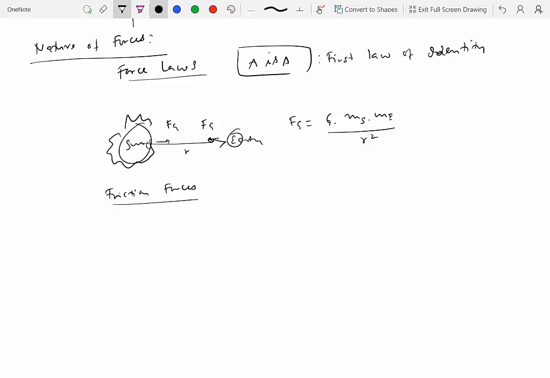What about friction forces? When you talk about friction forces, there are two kinds we can talk about. One is the drag forces. The other is what we call dry friction forces.